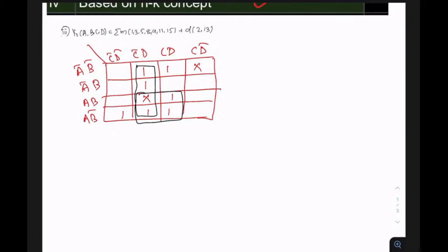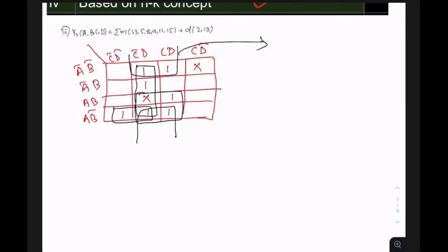Then to cover this one, I can have a grouping like this. So 3 quads. And what is left? Only this is left. To cover this, you can have a pair like this. So you have 3 quads and 1 pair.